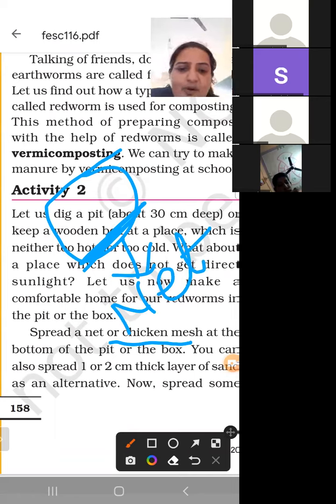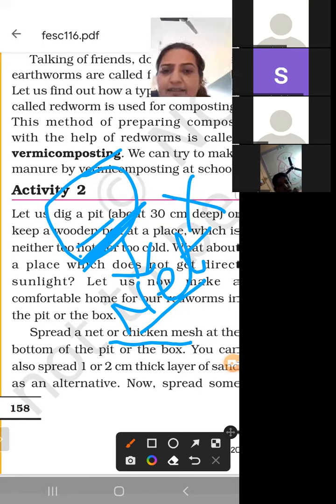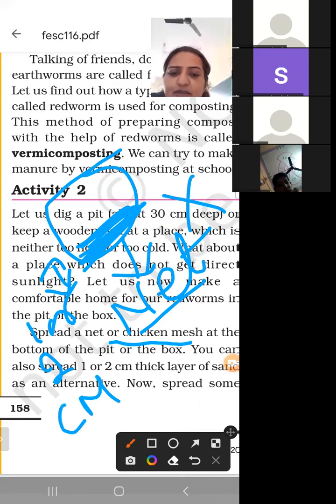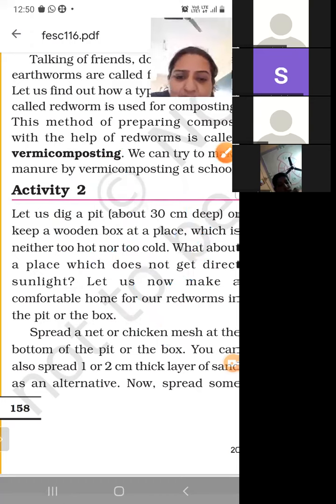bottom of the box. You can also spread a 1 or 2 centimeter thick layer of sand as an alternative. Suppose the net is not available, you can add sand up to 1 to 2 centimeter height. Up to 1 to 2 centimeter height, we can use sand if net is not available.